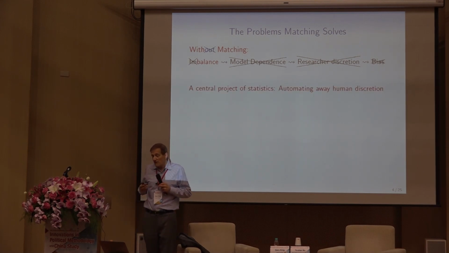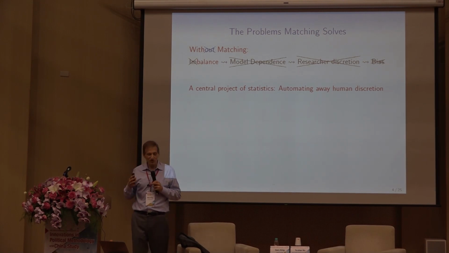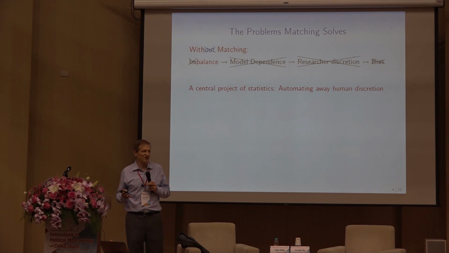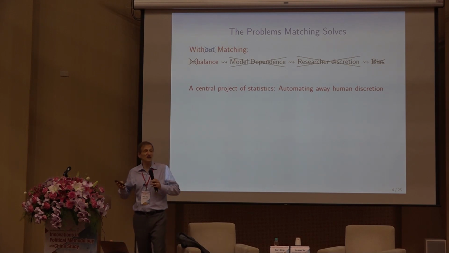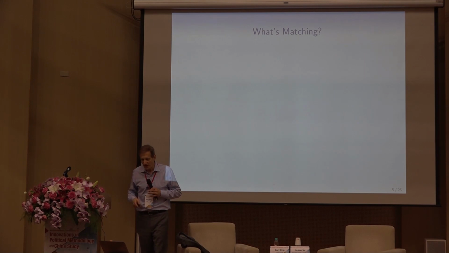Okay. In fact, if you think of the goal of statistics, quite a lot of it is to automate away human discretion. Right? That's sort of why we quantify things at the end of the day. Right? If humans were just good at looking at a bunch of data by themselves and picking out the right answer, you know, we'd be fine. Right? But it's hard.